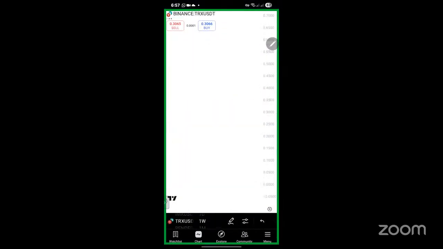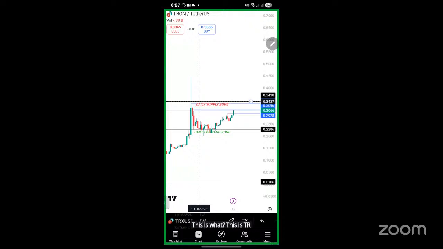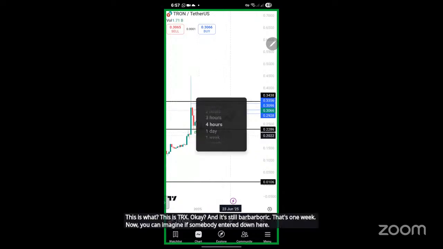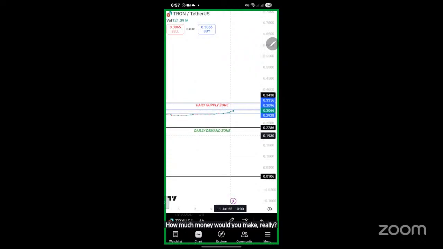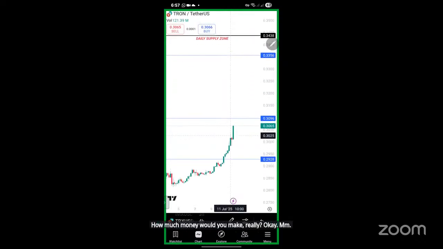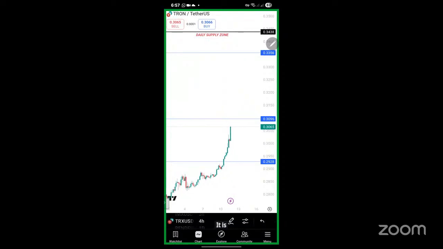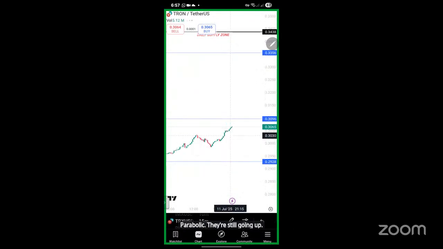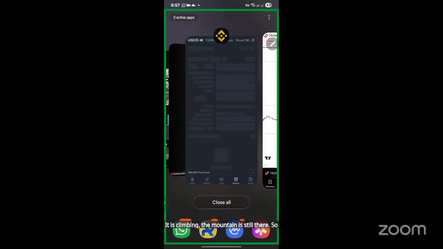Now, this is TRX, okay? And it is still parabolic. That's 1 week. Now you can imagine if somebody entered down here, how much money would you make really? It is parabolic. It's still going up. So you can see it is climbing the mountains still there. So you can take your 1% if you futures trade.